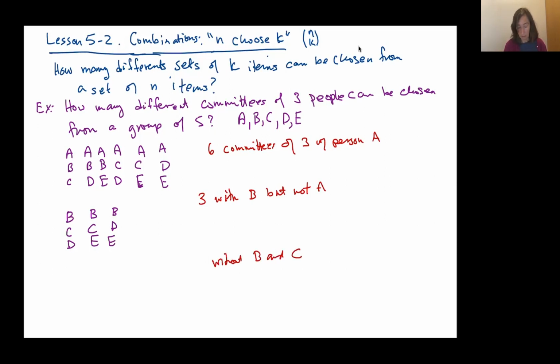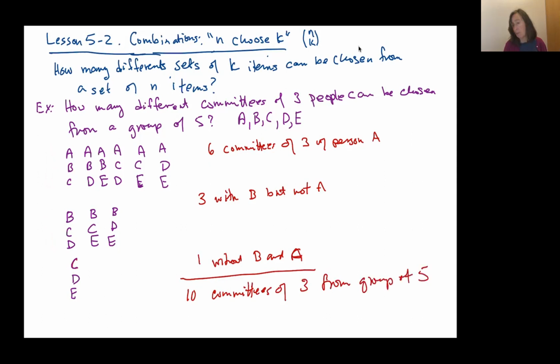It turns out there's just one left. Sorry, that was supposed to be B and A. Let me write that appropriately. If we don't have B and we don't have A, because we've taken care of all the ones with A and all the ones with B, then we're only left with 3 people, and so they all have to be on the committee. CDE, so there is 1. So there's a total of 6 plus 3 plus 1, 10 committees of 3 from the larger set of 5 people.